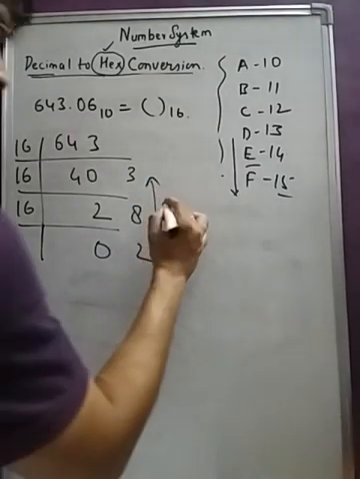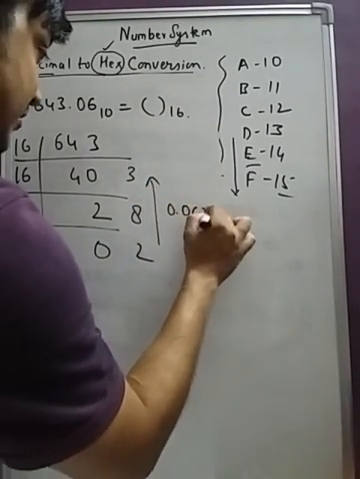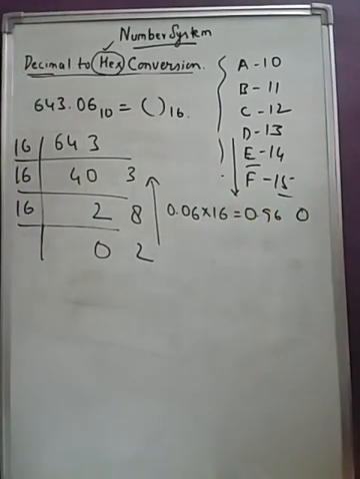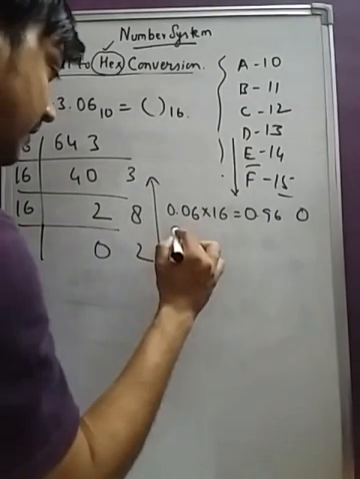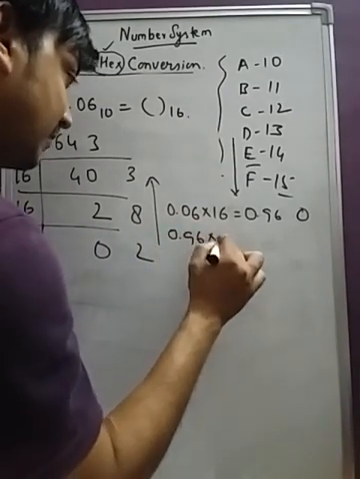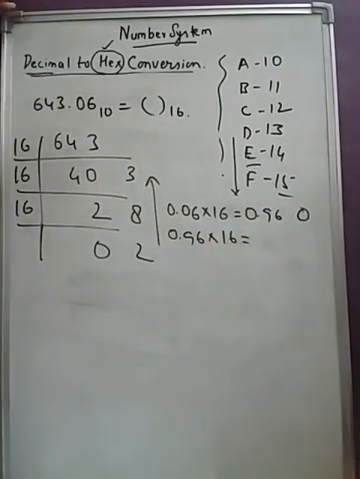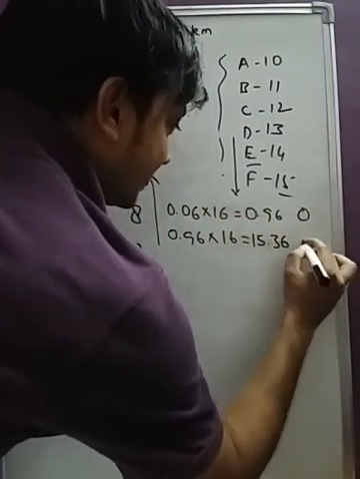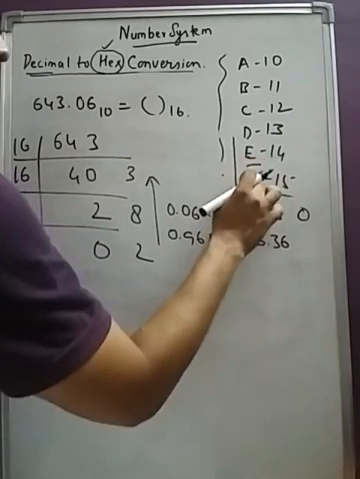Now for the fractional part, 0.06 into 16 is equal to 0.96. So what will be the value for this? The value is 0. Next, 0.96 multiplied by 16 will be equal to 15.36. For 15 you have F.